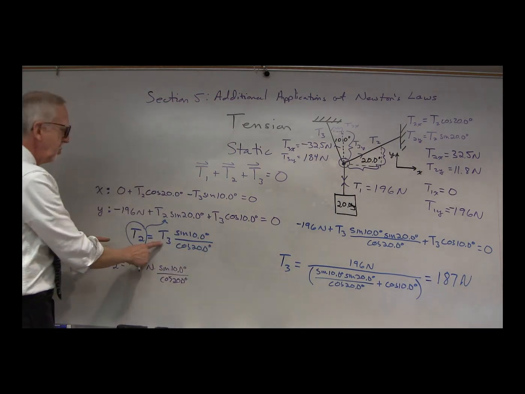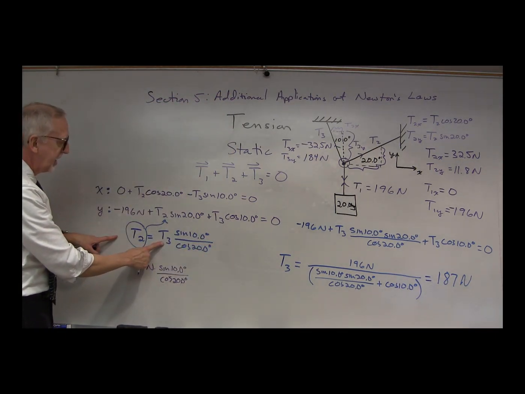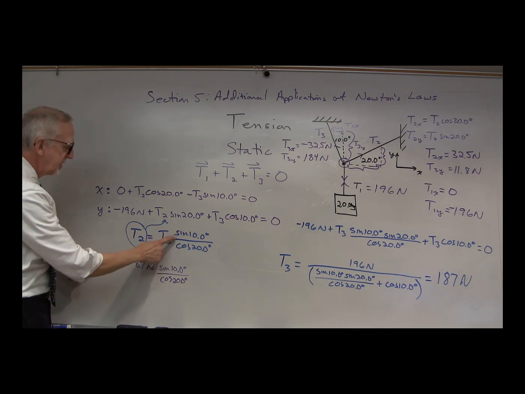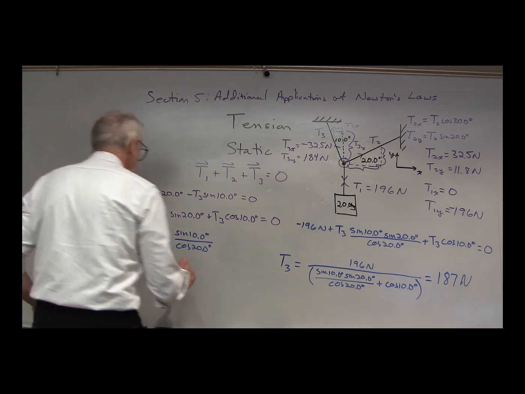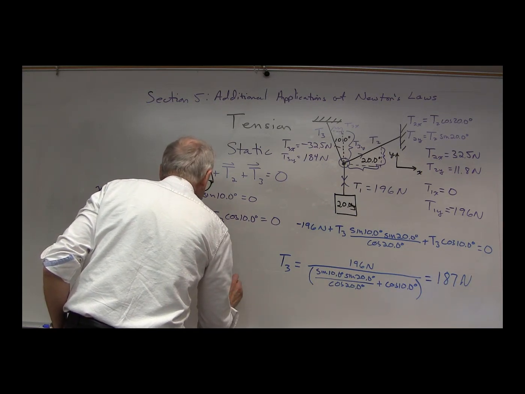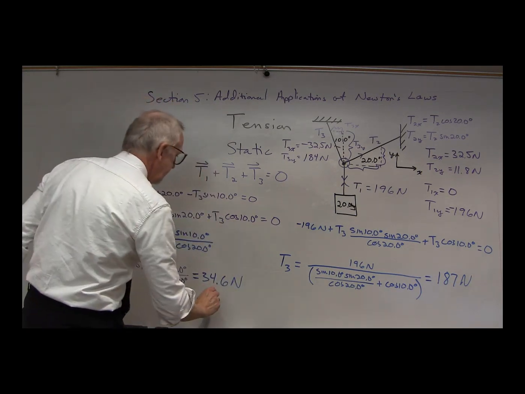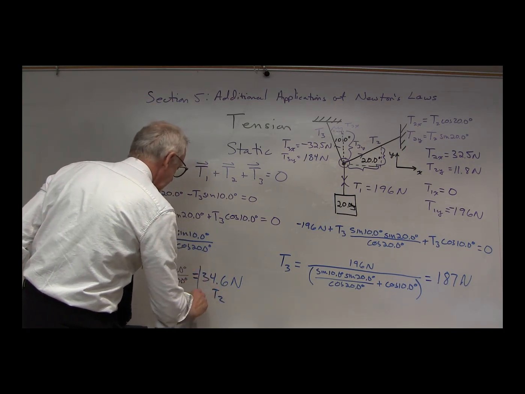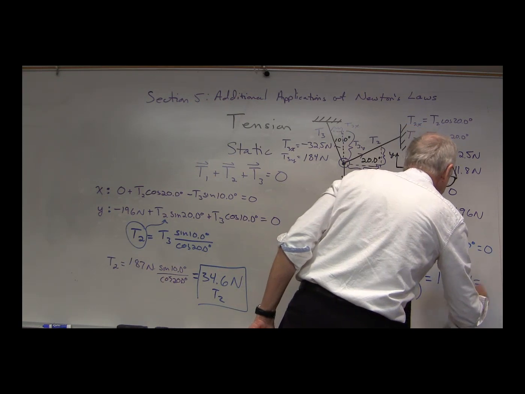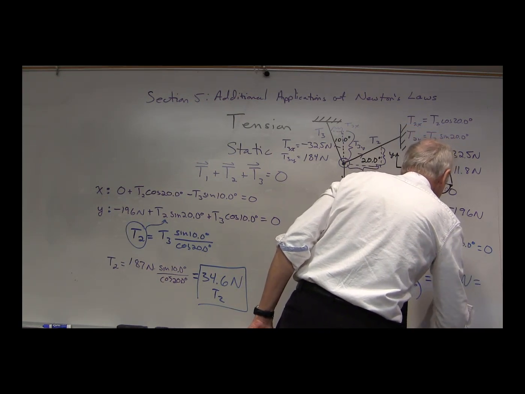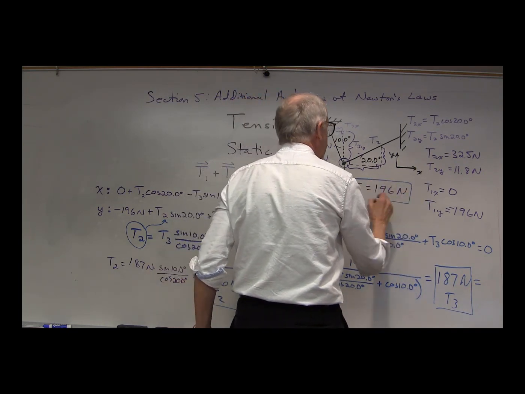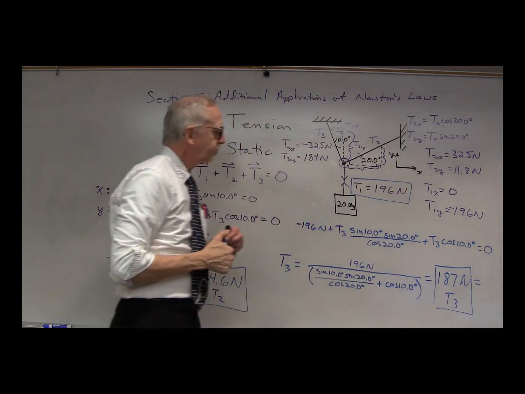We come back here, put T3 of 187 newtons in here, and we get T2 equals 187 newtons. Sine 10 over cos 20, we multiply that out and we get 34.6 newtons. So there's T2. Here is T3. And T1 was 196 newtons.